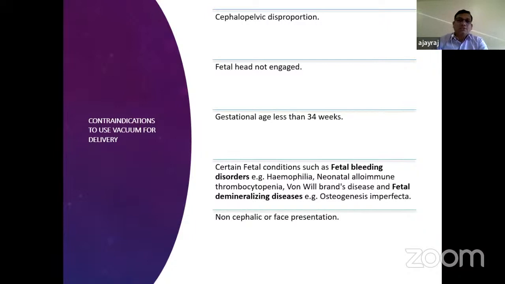Certain fetal conditions such as fetal bleeding disorders, for example, hemophilia, neonatal alloimmune thrombocytopenia, von Willebrand's disease, and fetal demineralizing disease, for example, osteogenesis imperfecta, etc., in which we cannot apply or use vacuum. Non-cephalic or face presentation, that is also a contraindication.